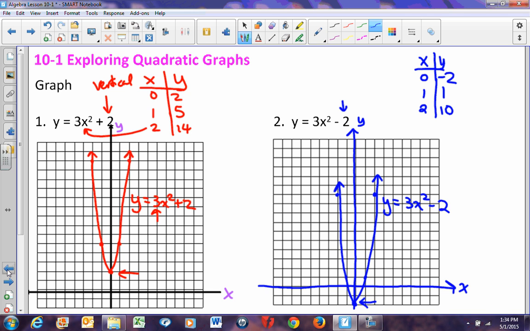And this is all about just exploring what quadratic graphs look like. You have to graph them. You should be able to give me the vertex. In this case, my vertex is 0, negative 2, because that's where this point is, right down here. It opens upward. It's a skinny graph. We'll explore more about these graphs in coming lessons.